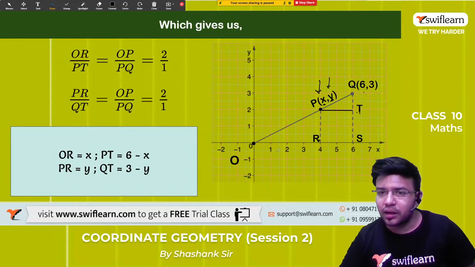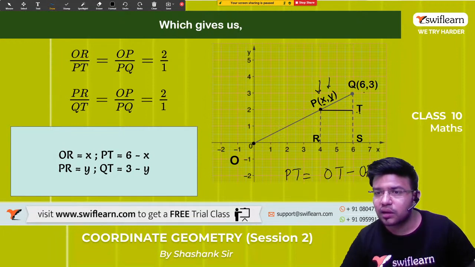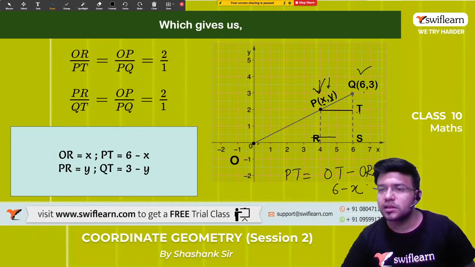PT is nothing but distance OT minus OR. OT तो 6 है. This distance is 6. OR is how much? OR is x. So PT is 6 minus x.